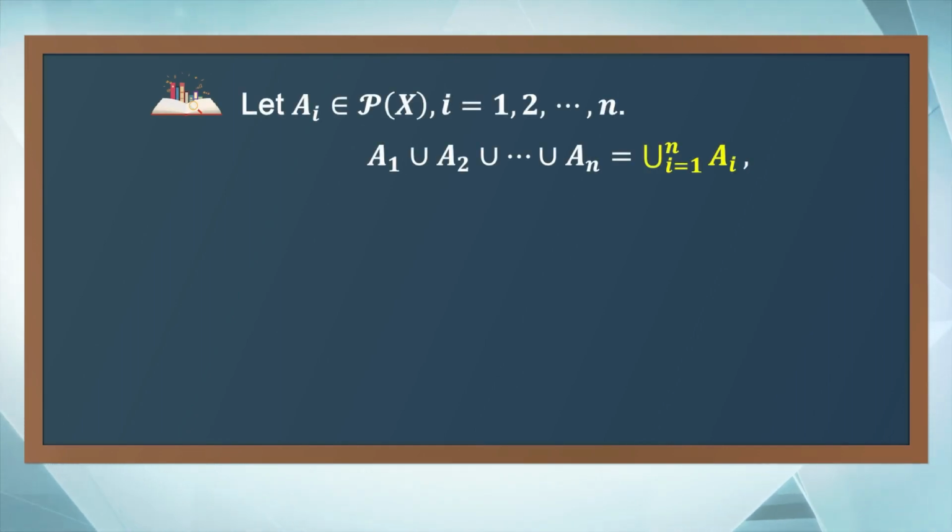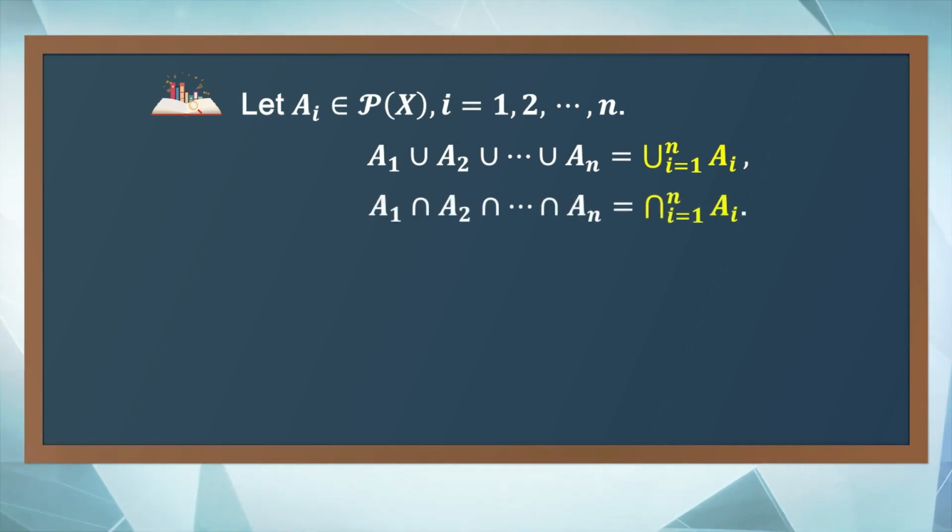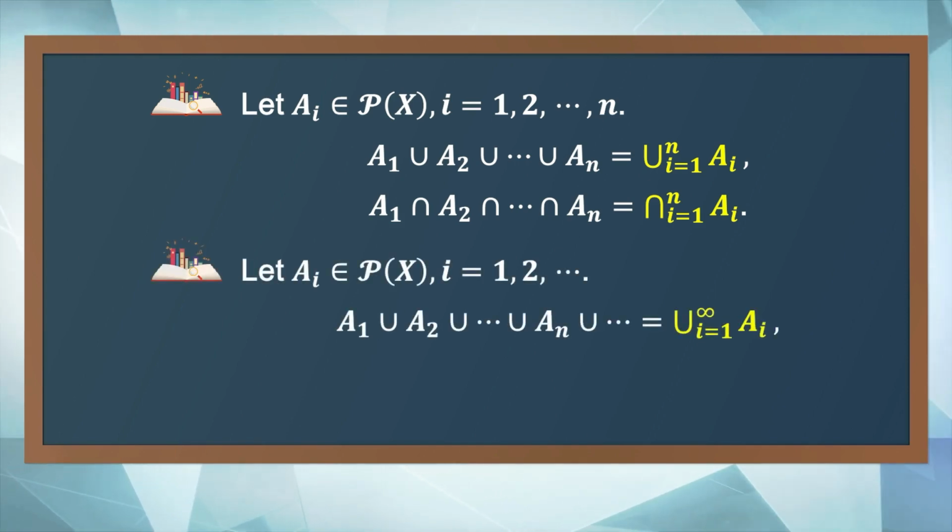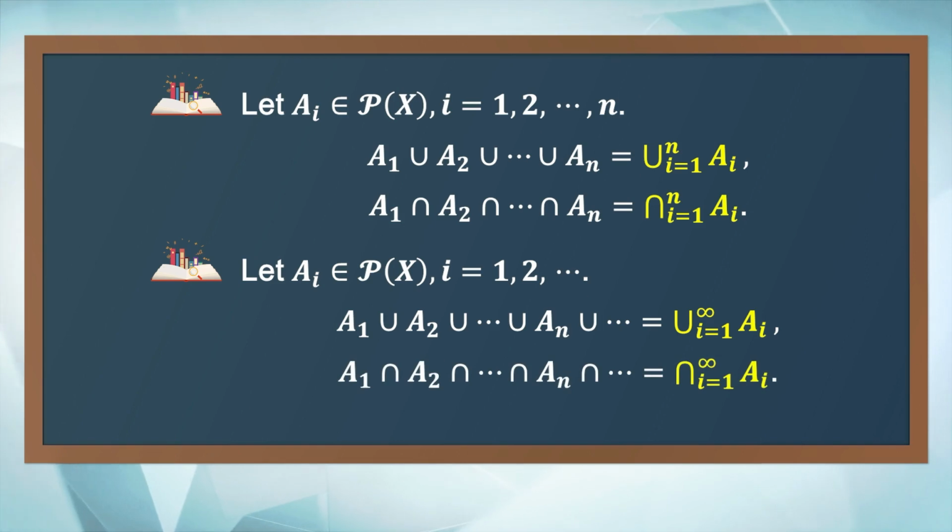We can also consider the union and the intersection of an arbitrary number of crisp sets. For example, we use this notation to denote the union of A1, A2, all the way up to Am, and we use this notation to denote the intersection of A1, A2, all the way up to Am. We use this notation to denote the union of A sub i, i equals 1 to infinity, and this notation to denote the intersection of A sub i, i equals 1 to infinity.